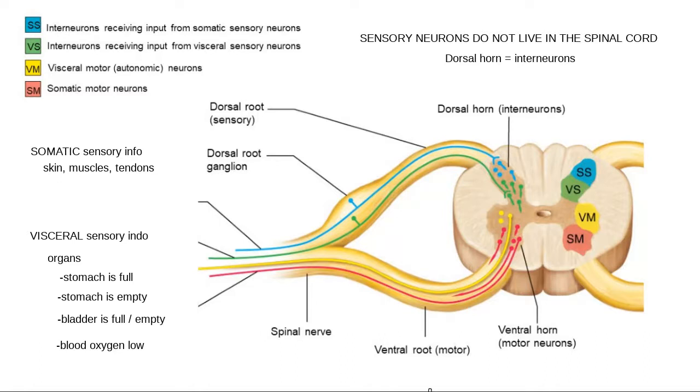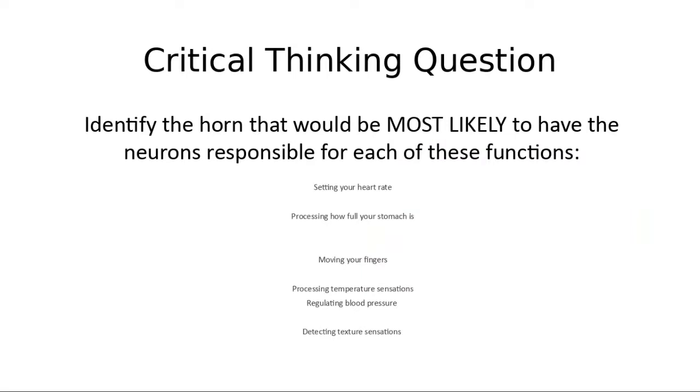You have in your lab packet, oops, it formatted funky on my slide here, a list of 6 different functions, and we need to figure out the neurons that live in each of the horns. Which horn would be used to do each of these things?